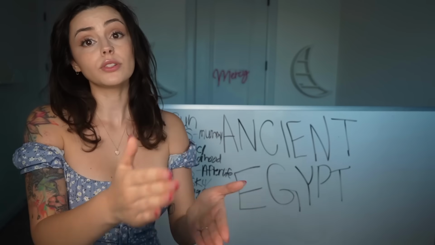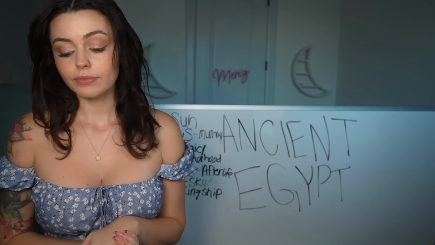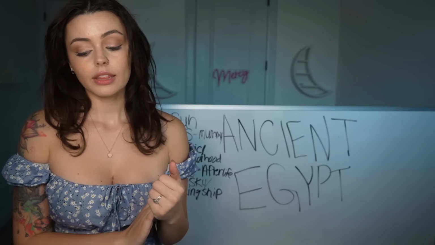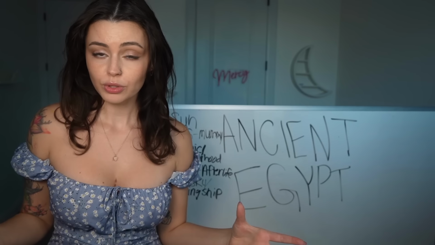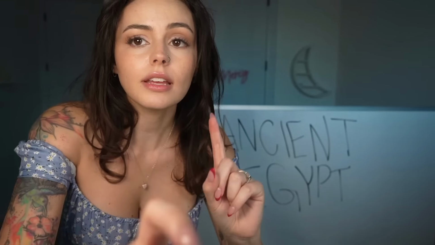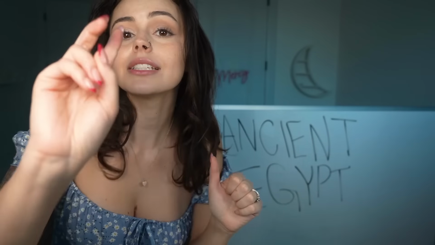Which brings us more into pharaohs. They were buried in the pyramids. So the Great Pyramid of Giza, which is the seventh. 1, 2, 3, 4, 5, 6, 7.